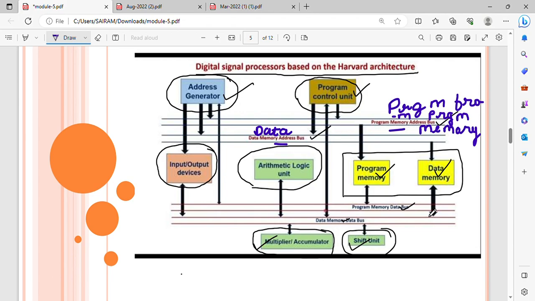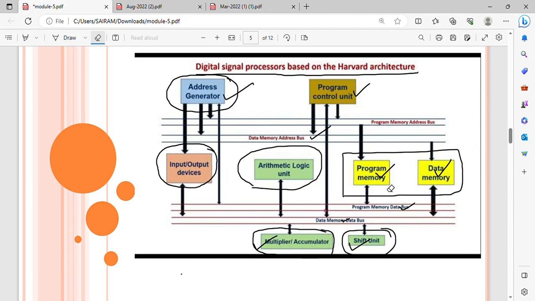Here it is not program, it is address. Okay, I'll retell you this again. These two are with respect to this particular part. For the program memory address bus, it will hold the address of the program memory, and the data memory address bus will hold the address of the data memory.